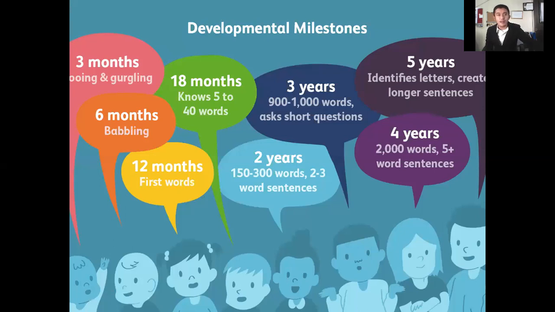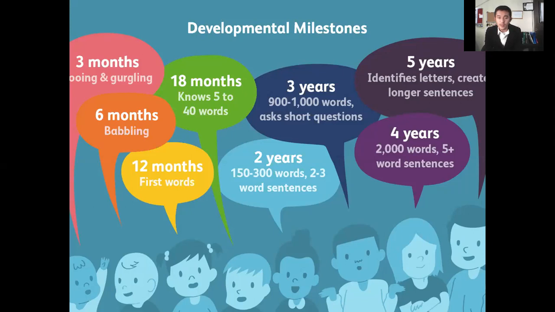At three months, they're cooing and gurgling. If you have children at home who grew up in your home, you could actually observe this developmental milestone in language. Then at 6 months, they start babbling. At 12 months, first words. In the first year of their lives, they could start calling their parents. Then at 18 months, they know 5 to 40 words, regardless of the length of the word. At least they could pronounce or know 5 to 40 words.